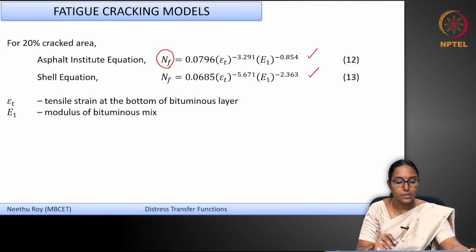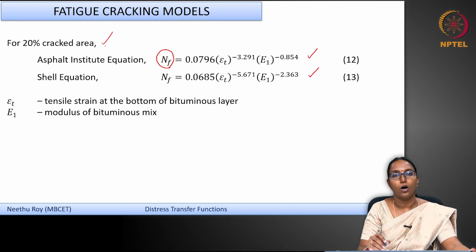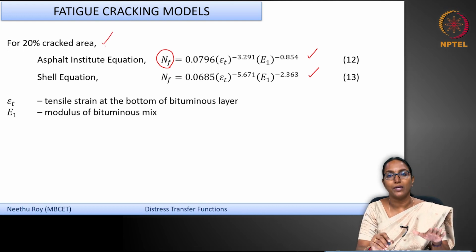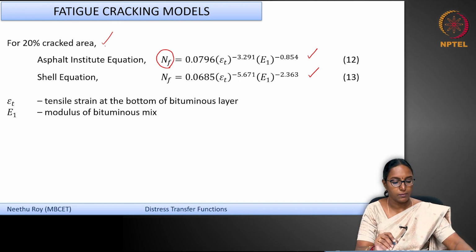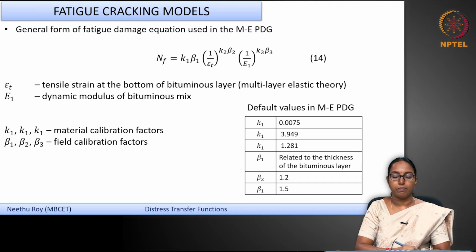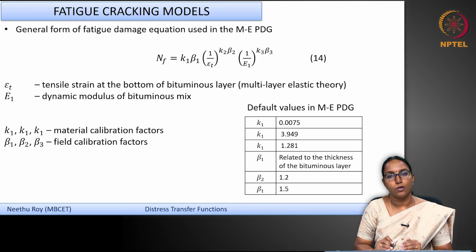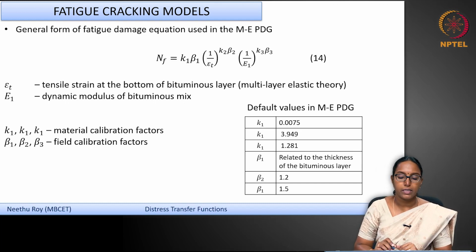As far as this Asphalt Institute method is concerned, if 20% of the area of the pavement structure is cracked, that is assumed to be a failure criterion. The fatigue damage equations are provided in the MEPDG, the Mechanistic Empirical Pavement Design Guide. Again, that is along similar lines, but certain calibration factors are incorporated.